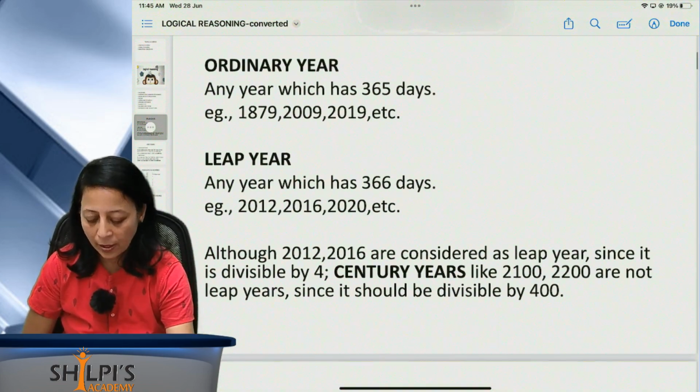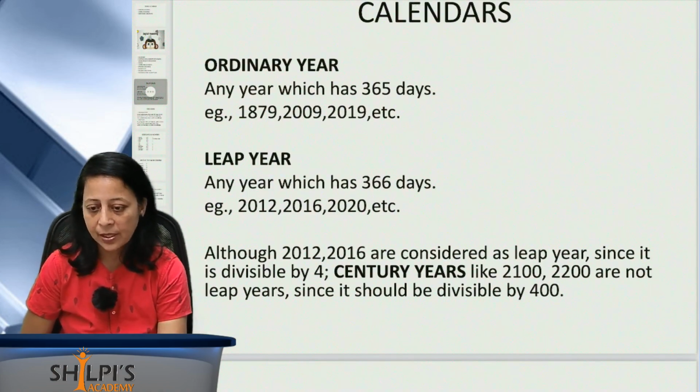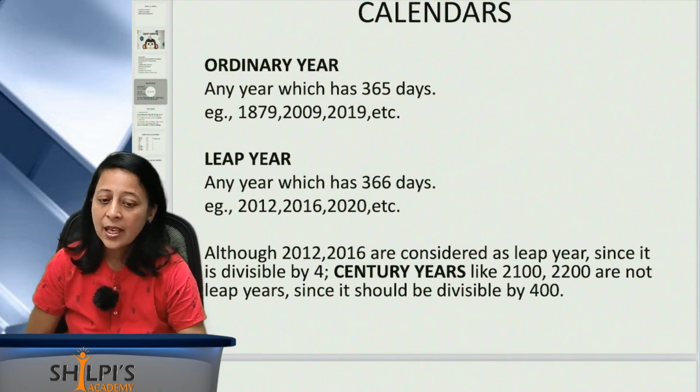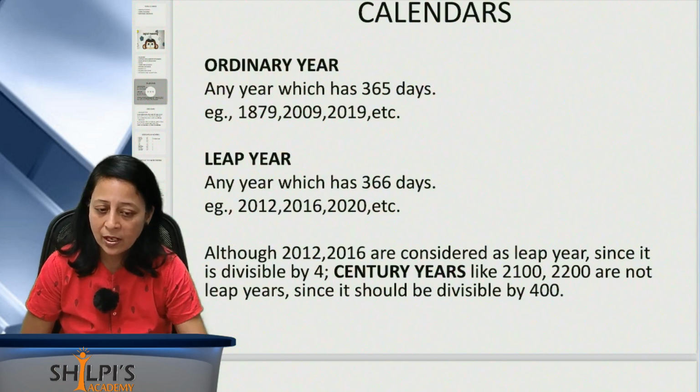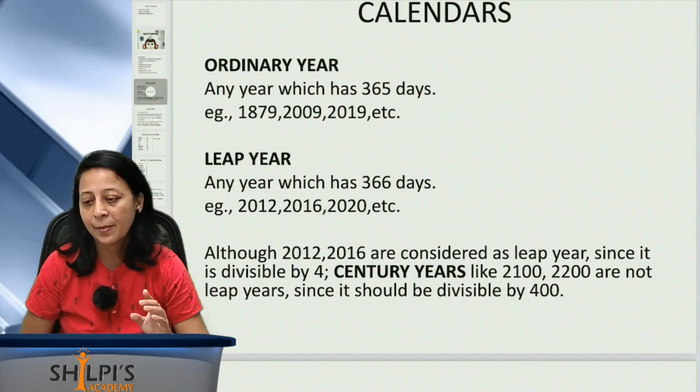Although 2012 and 2016 are considered leap years since they are divisible by 4, century years like 2100 and 2200 are not leap years, since century years should be divisible by 400.